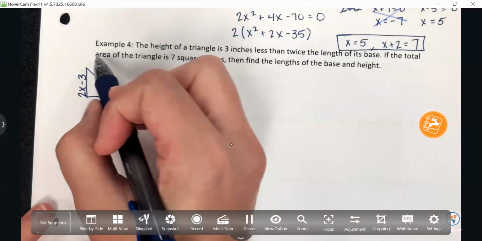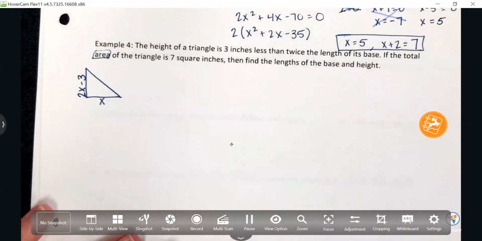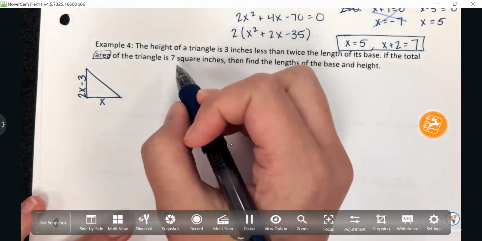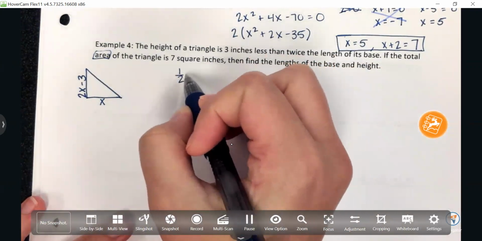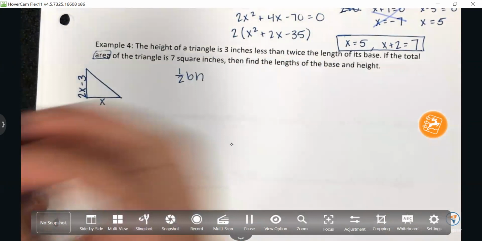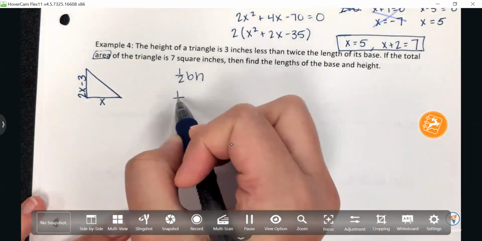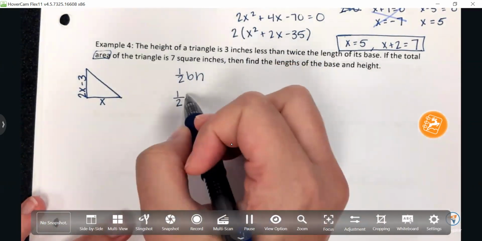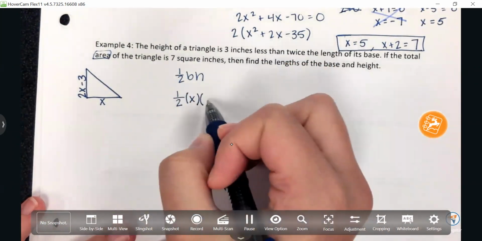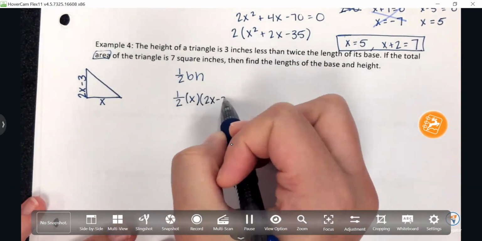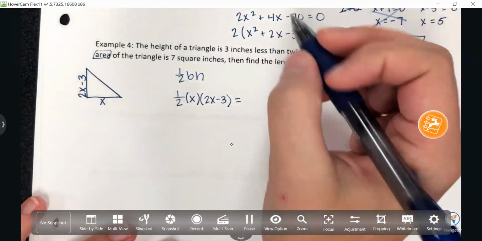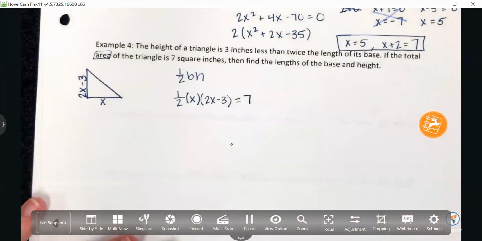It says the area is 7. How do I find the area of a triangle? Yes, 1/2 your base times your height. So I have 1/2 my base. What was my base? X times my height. What is my height? 2x minus 3 equals the area, and the area is 7.